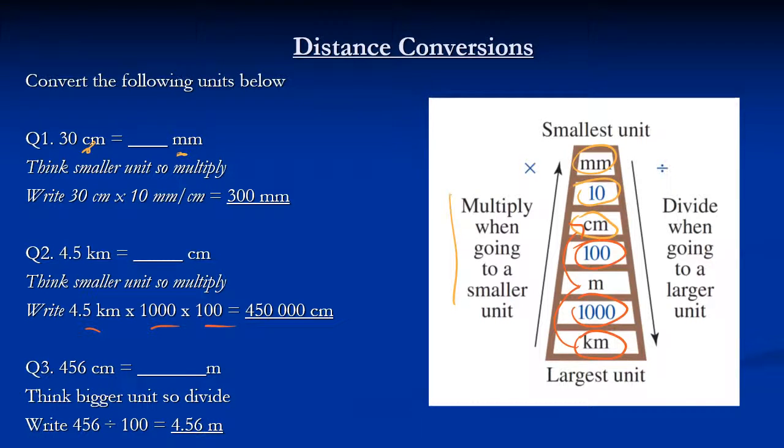Last of all, if we want to go from centimeters to meters, we're going to a bigger unit now. Meters is a bigger unit, so we're going to go the other direction, and so we're going to divide. So 456 centimeters into meters, we divide by 100 to get 4.56 meters.